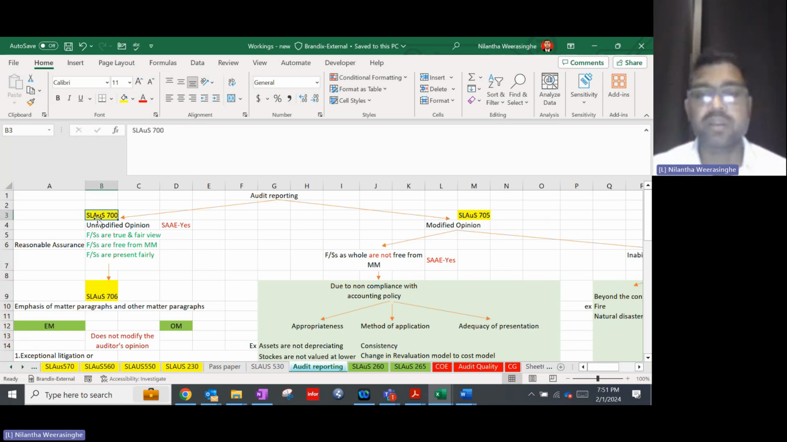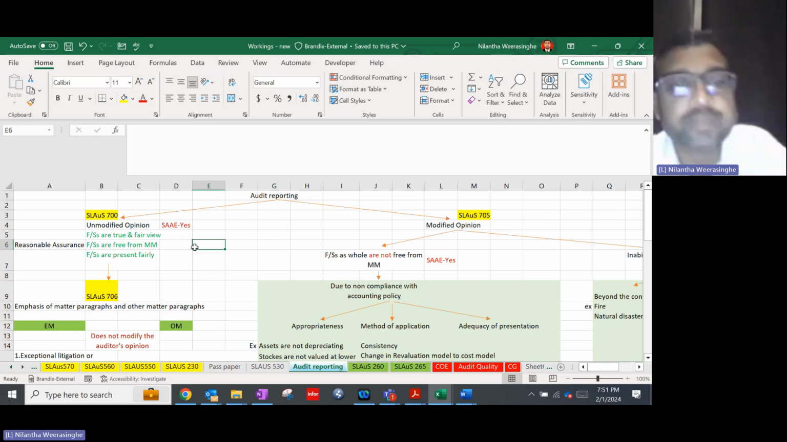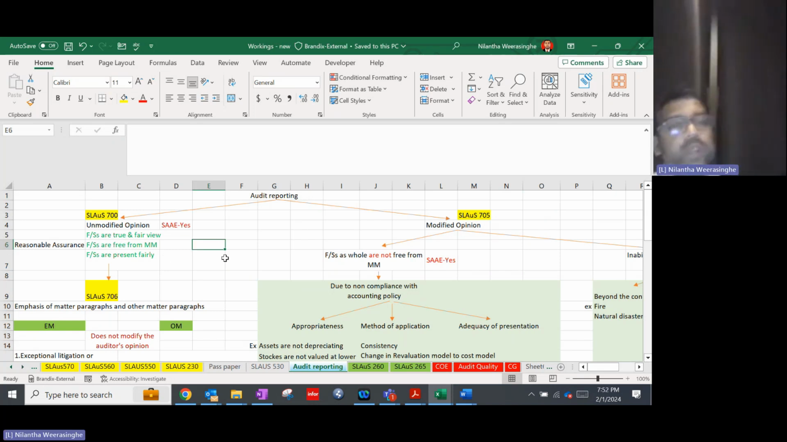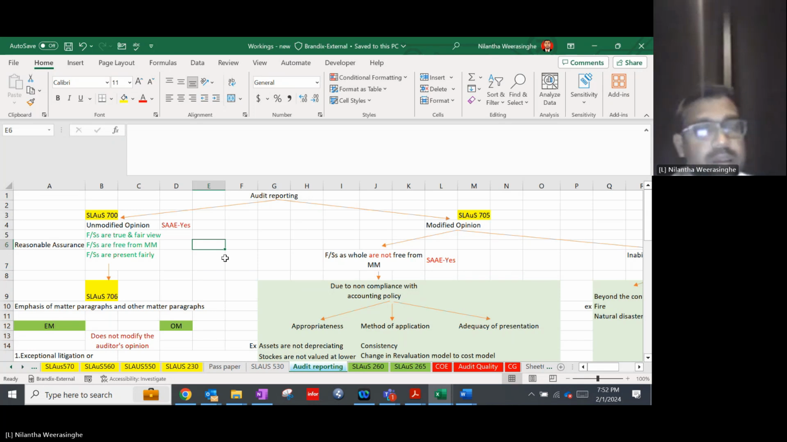But remember, a very important thing, when we compare unmodified, modified and other elements together, for us to give an unmodified opinion, remember, we must have sufficient appropriate audit evidence. So remember that. Without sufficient appropriate audit evidence, you can't say financial statements are true and fair. For you to deliver a true and fair opinion, it is required to have sufficient appropriate audit evidence.